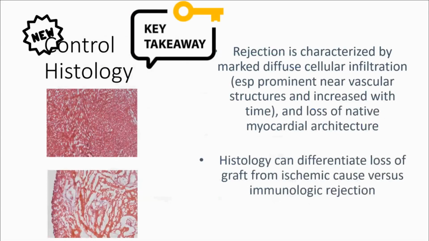Some key takeaway information from the histological assessments is that the rejection is characterized by marked cellular infiltration and loss of native myocardial architecture. And the histology can differentiate the loss of the graft from early ischemic causes versus immunological rejection, which is what we're looking at.